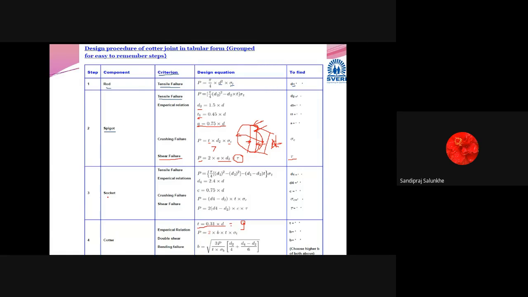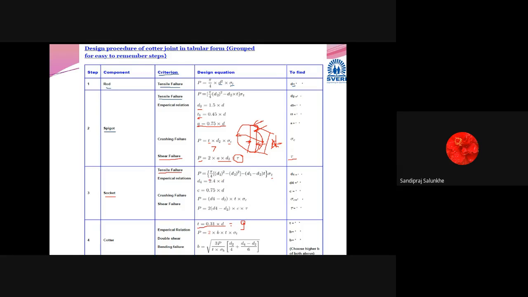Now the next part we are going to take for the design is the socket. And for this socket also we used different criteria of failure, and from the different criteria we have calculated different dimensions. Now what are those criteria? The first criterion we have used is the tensile failure of that socket. Now this tensile failure occurs as area multiplied by stress is the force.